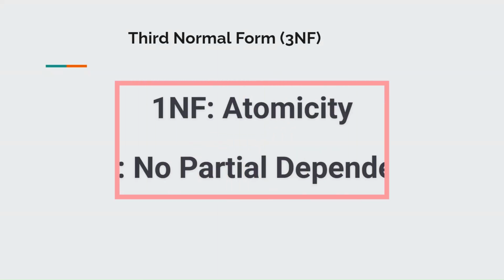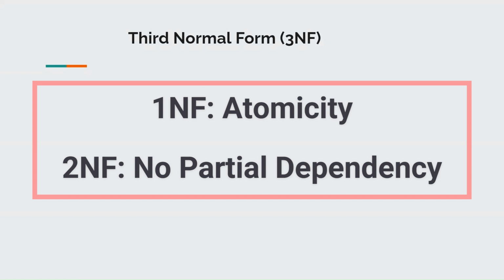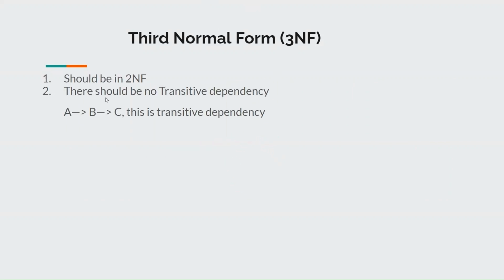Hello and welcome to this lecture on third normal form. In the previous lectures, we talked about what first normal and second normal forms are. First normal form talked about the atomicity of each cell value. Second normal form talked about no partial dependencies. In third normal form, the conditions are that it should be, number one, in second normal form, and there should be no transitive dependency.